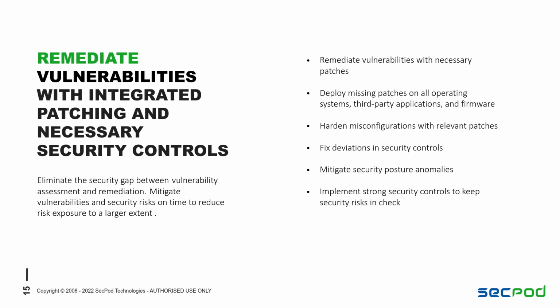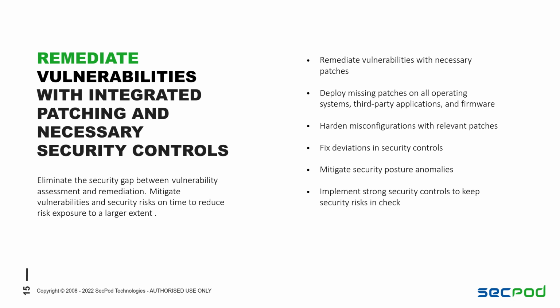There are misconfigurations where you'll have to apply the system hardening measures both at the operating system level, application levels, and even for the network devices that are present within the environment. We need to fix those security controls that are deviating and posture anomalies that could be there that need to be dealt with as well. So some of the examples could be you have an unauthorized application installed within the environment. You may want to uninstall that particular application.